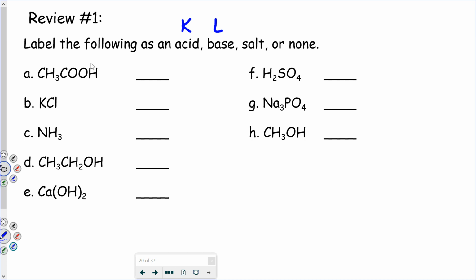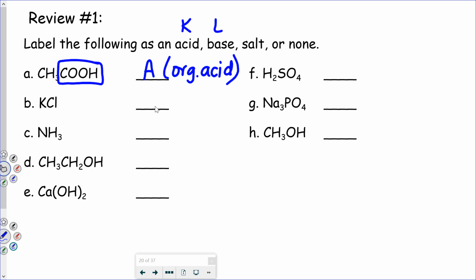All right, so for A, I have CH3COOH. I'm going to look at Table K first, and it is at the bottom of Table K. So that means that this must be an acid. Remember, this is the exception for the organics. If you see a COOH on the end, that means it's an organic acid. It's the only organic substance that acts as an acid or a base.